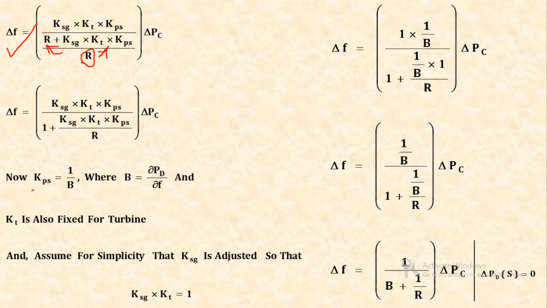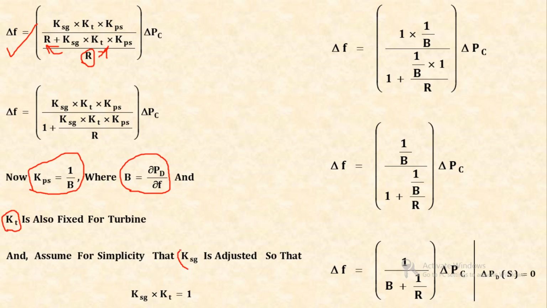let us consider the power system gain is equal to 1 upon B, which is the constant. B is equal to del PD by del F. Clear? This is the power system gain, which is having a constant value 1 upon B. B is equal to del PD by del F. And we know that as the turbine system has no feedback, its gain will remain fixed, KT.